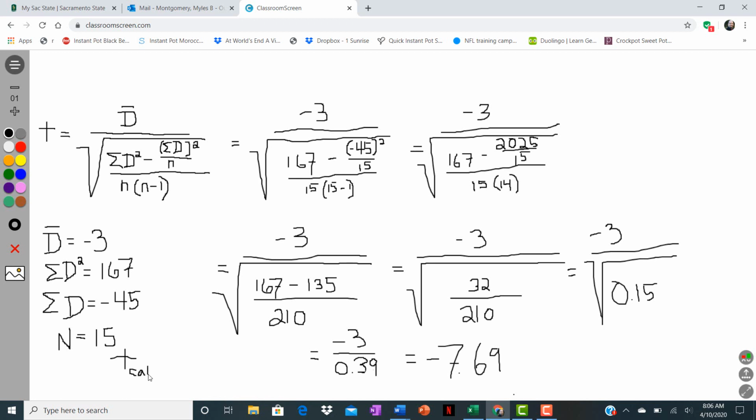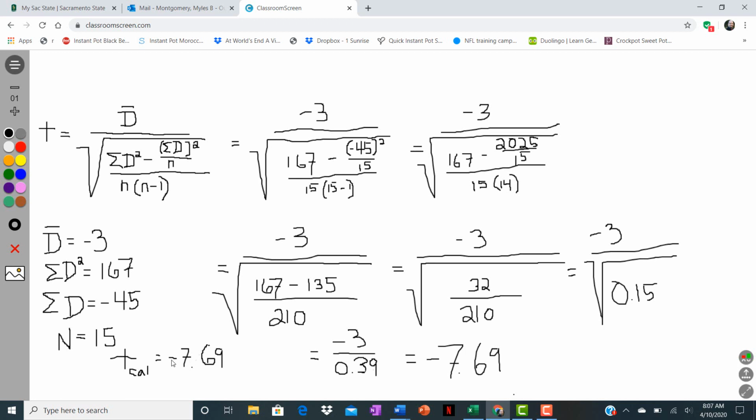Equals -7 point... Whoa, goodness gracious! You'd think I'd learned this stuff by now, but no. Sorry about that. Apologies all around. Let's try that again. Point. That'd be a big 6, wouldn't it? There we go. 6, 9. So that's going to be our calculated t value.